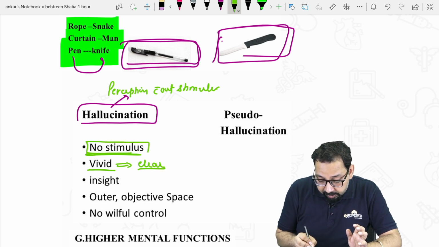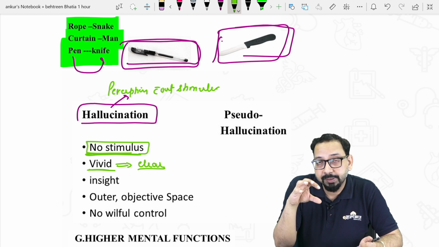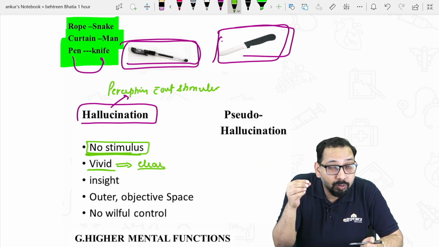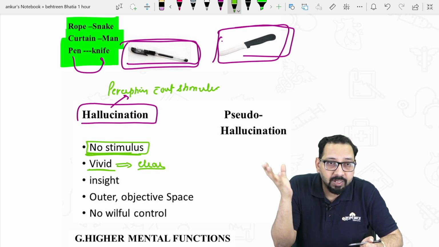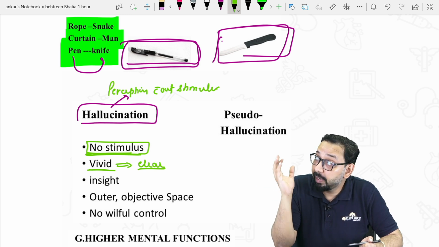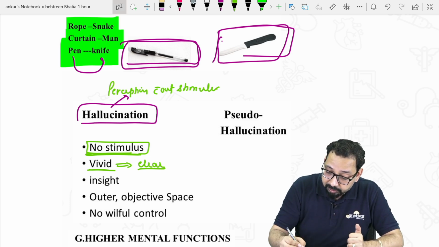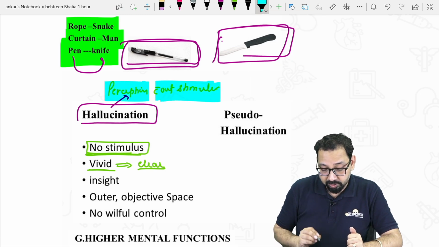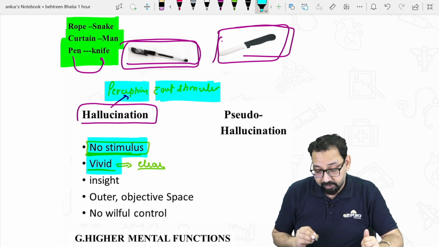Let me tell you the story. A patient comes to me and he says, yes, he is responding to some voices. You ask him what is happening, he would say somebody is calling me. You say there is nobody, I can't hear any voice. He would say no, Doctor Saab, I can hear these voices so clearly. Actually there is nobody, but he is perceiving without a stimulus. No stimulus in hallucination. It is vivid, means clear.